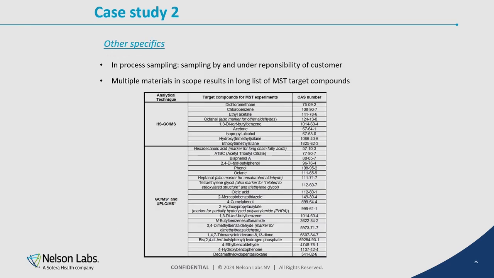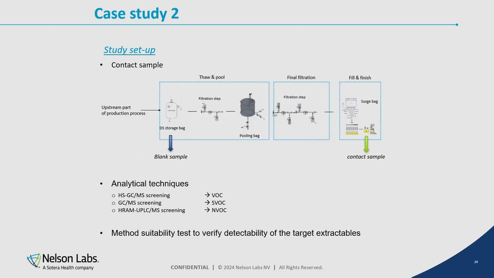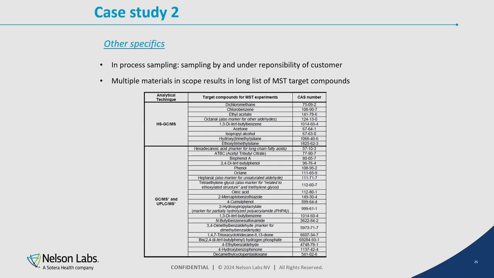What is rather specific to this case study? It is an in-process sampling, and the sampling is by and under the responsibility of the customer, and multiple materials between the storage bag and the final container. There are a lot of materials included, so that also results in a relatively long list of target compounds for which you need to prove that you can detect them in the environment of your drug product.